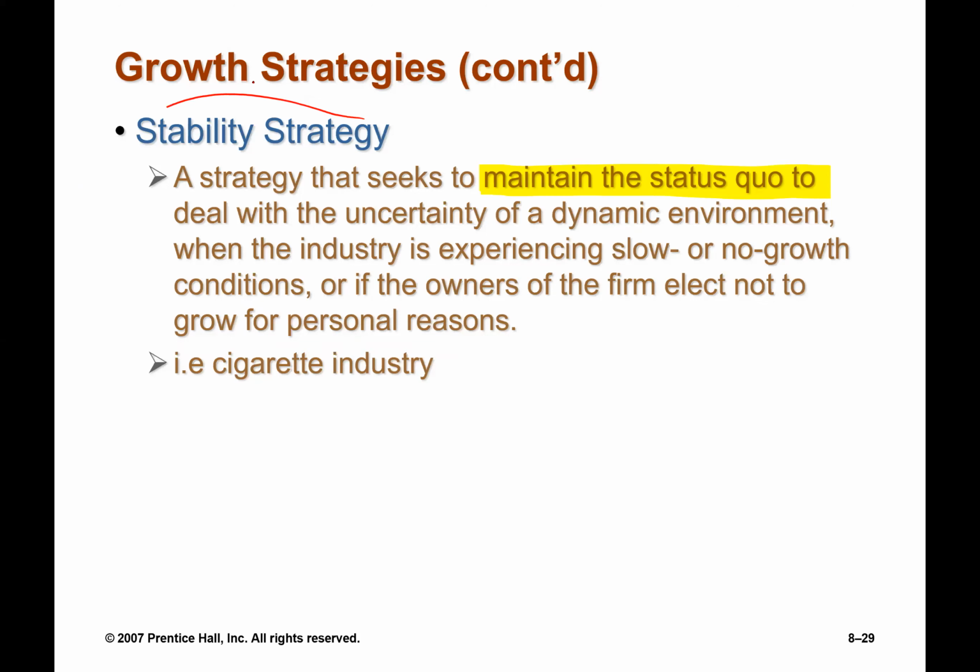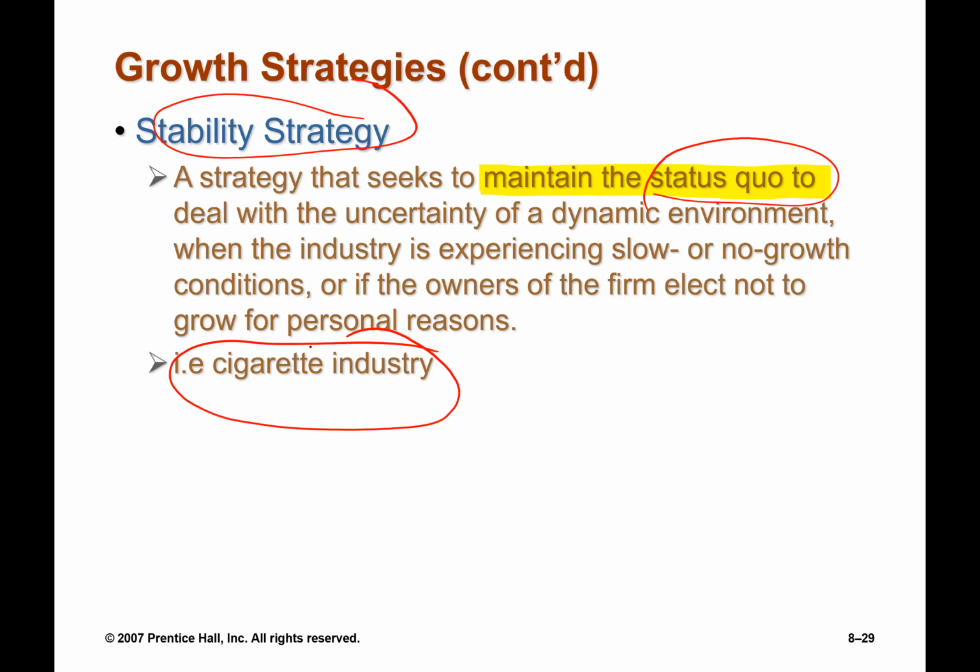Okay, then stability strategy. Stability strategy is where you are in a position that you cannot grow in the way that you want it to grow rapidly, getting nowhere. And also you do not want this company to die out. You just want to maintain this company, okay? You want to maintain the status quo, meaning you can still make money out of this company even though you do not embark on rapid expansion. Perhaps one of the classic examples is the cigarette industry.